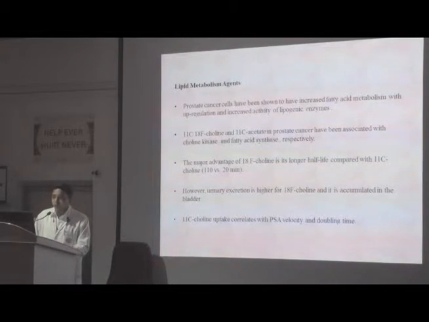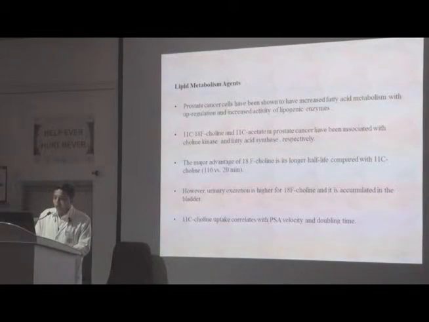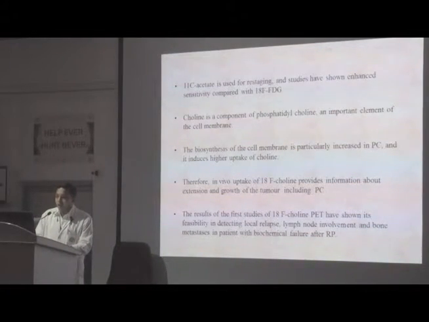Lipid metabolism agents: prostate cancer cells have been shown to increase fatty acid metabolism, with upregulation and increased activity of lipogenic enzymes. Here you can see 18F choline, 11C choline and also 11C acetate in prostate cancer, which have been associated with choline kinase and fatty acid synthase. A major advantage of F18 choline is that it has a longer half-life. However, the urinary excretion is higher for F18 choline and it accumulates in the bladder. 11C choline uptake correlates with the PSA velocity and doubling time. Here 11C acetate is used for restaging.